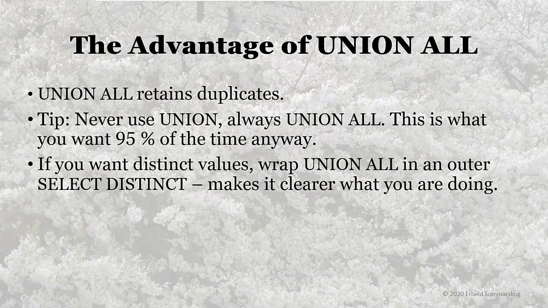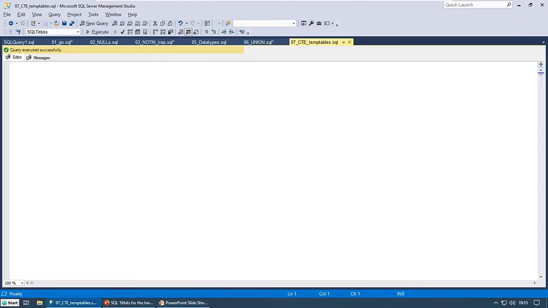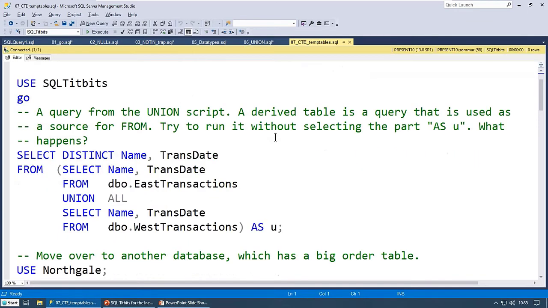And in a few cases you really want this, wrap the UNION ALL in an outer SELECT DISTINCT to make it clear what you're doing. Now I'm going to talk about derived tables. And we did see one example of this. So let's talk a little more about this.